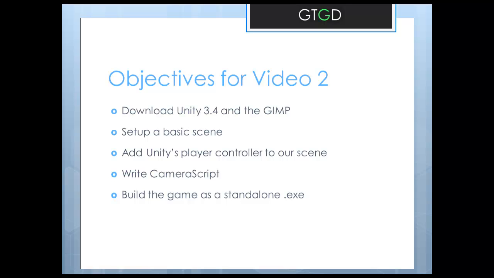We'll get Unity and the GIMP, and we'll set up a basic scene, which is our level. We'll add Unity's player controller to our scene, which is what will allow us to move around in the level, and we'll make a lot of modifications to that controller. Then we'll write our very first script, called the CameraScript. And then finally, we'll build the game as a standalone exe.